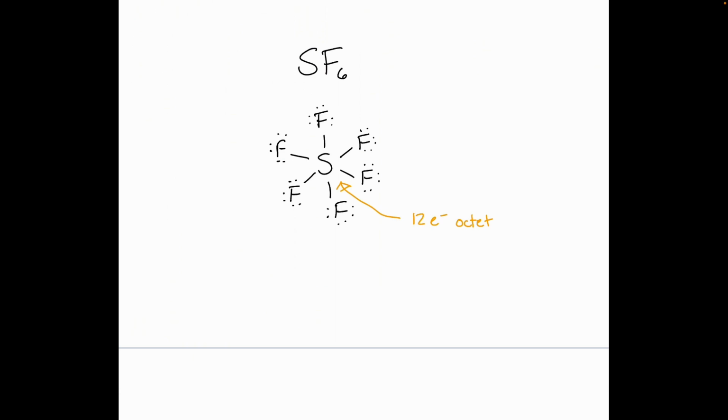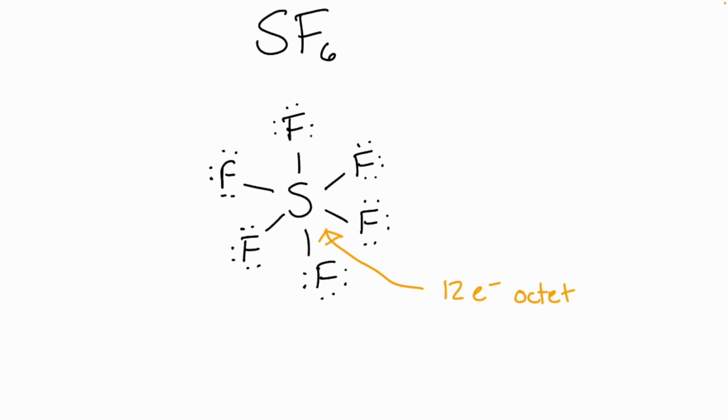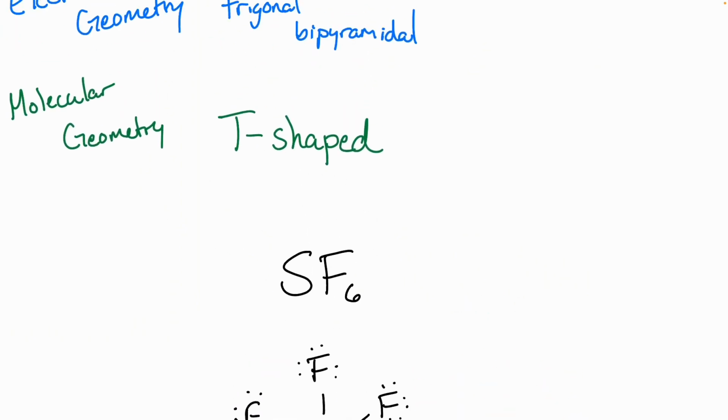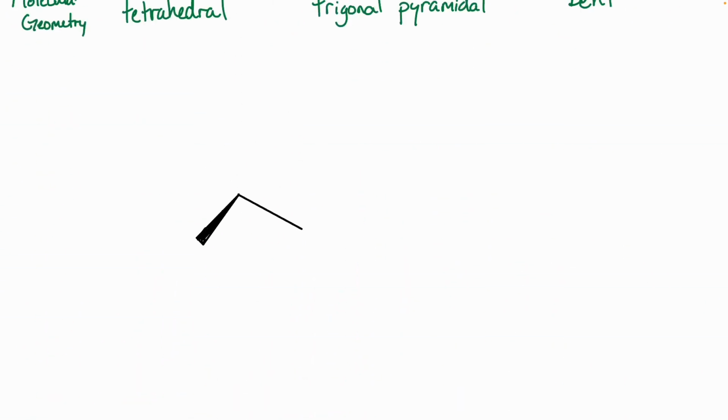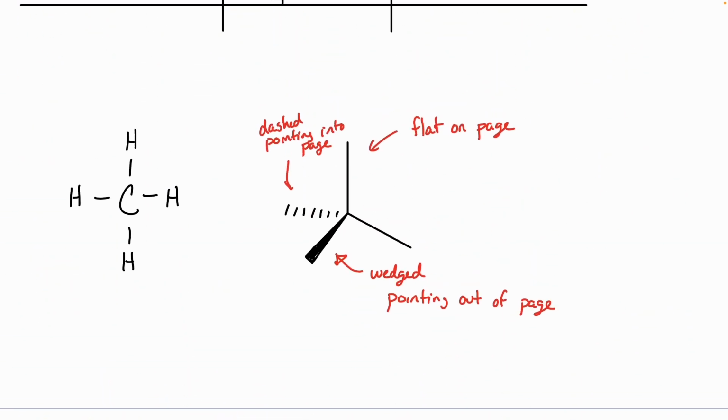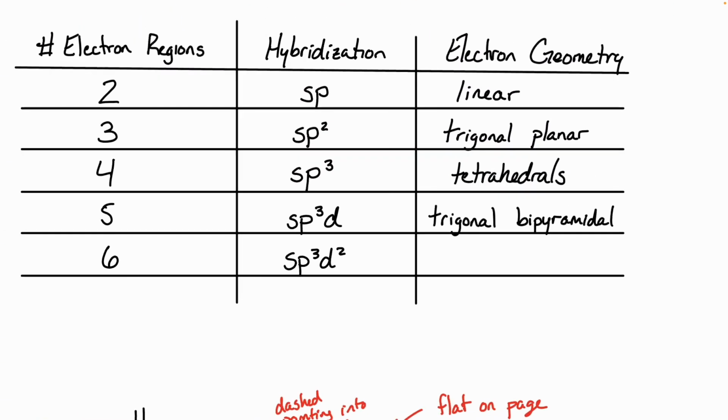Okay? So if in this molecule we get these 12 electrons in our octet, what's going to be the number of electron regions that we have in this molecule? 6. All right, so let's complete our table here. Okay, this is what's called an octahedral geometry. An octahedral is how you space 6 things out evenly distributed in space.